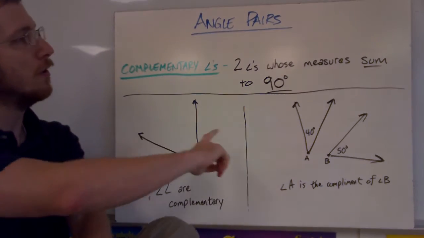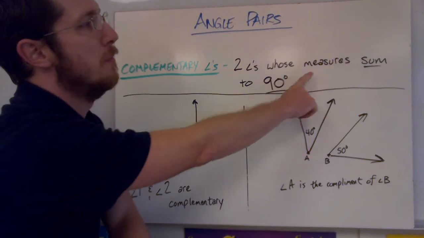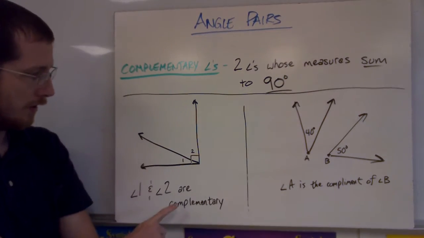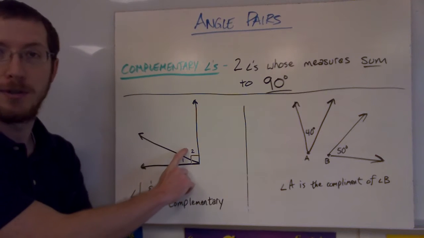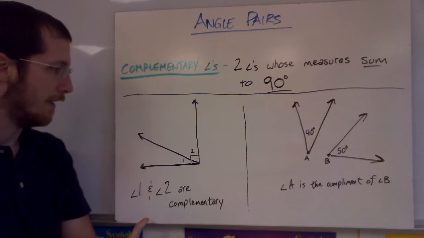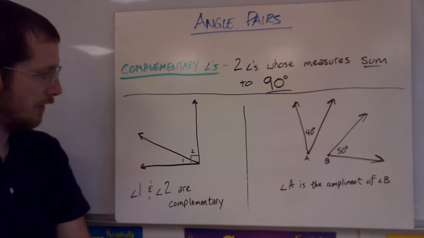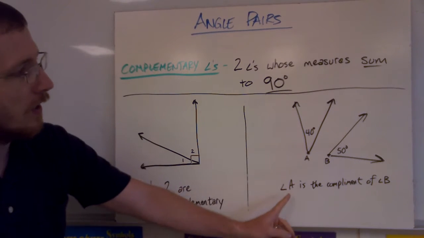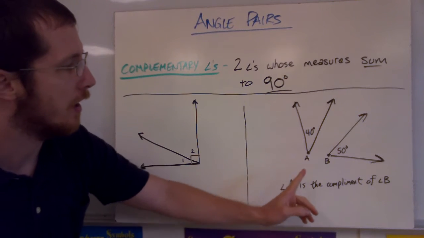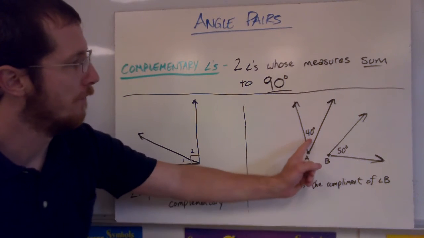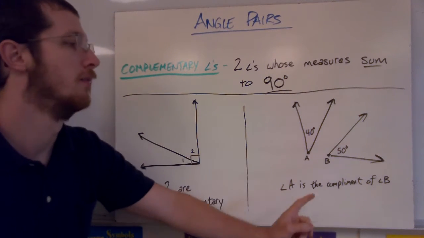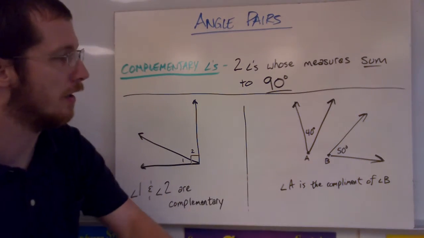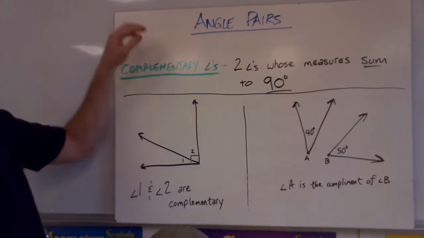We've seen this one before. It's 2 angles whose measures sum to 90 degrees. So if you take any 2 angles, for example, angle 1 and angle 2, as long as their measures add up to be 90 degrees, then they are complementary. Okay, we've got another example here. Angle A and angle B. 40 plus 50 is 90. So A is the complement of angle B, is another way to say that they are complementary.